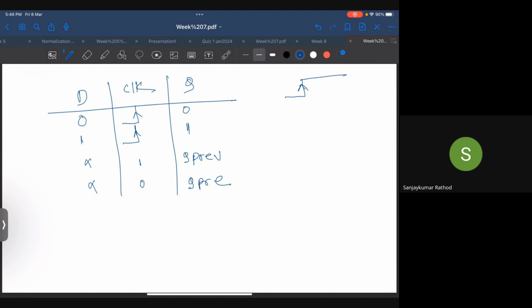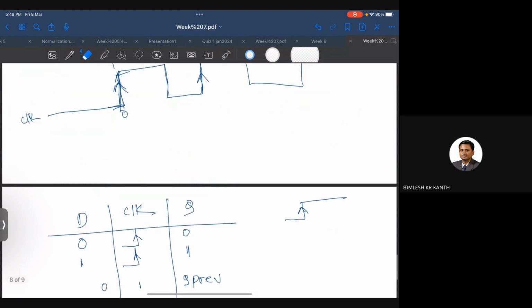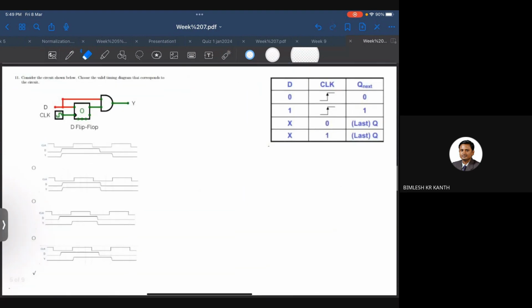Up to that is clear. So how is the D flip-flop actually made? Just watch the lecture, you will get how the D flip-flop is made. When the clock is 1 or 0, D can be anything. If D is 0 or D is 1, it does not depend, it is a don't care. It will be Q previous. Up to that is clear for everyone? Yes. Okay, now let's solve this timing diagram.